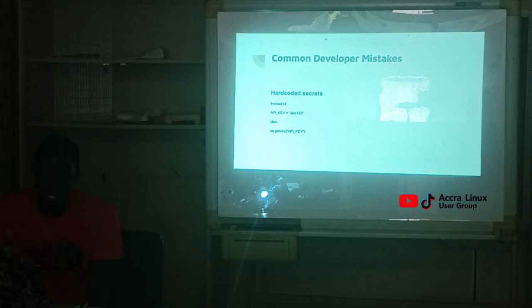Over here, I give an example where instead of hard coding this in the file, so API key is ABC123, what you can do is you can use, and this is Python, os.getenv. So getenv is you are getting an environment variable, and then you get the API key from the environment.